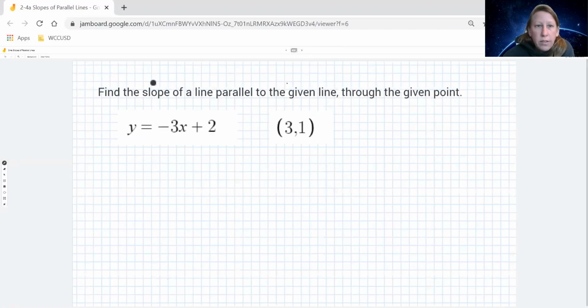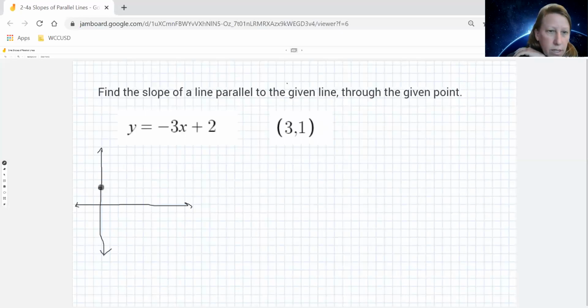All right, let's practice. Find the slope of a line parallel to the given line through the given point. Let's do a sketch, because sometimes graphing it is the best way. And I want to tell you that you can use Desmos too. You can type this in, and you can type this in. You can see what it looks like.